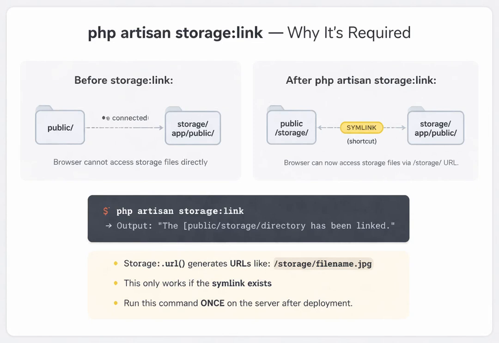There's one more critical step when deploying: running php artisan storage:link. Here's why this matters. Laravel stores uploaded files in the storage folder, which is not directly accessible from the browser for security reasons. The storage:link command creates a symbolic link, essentially a shortcut, from public/storage to storage/app/public. Once this link exists, when Storage::url generates a path like /storage/filename.jpg, the browser can actually reach those files through the public folder. Without running this command, even if you fix the controller and the view correctly, your images will still not load. Run this command once on the server after deployment, and it will stay in place.